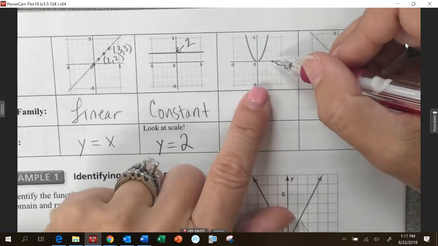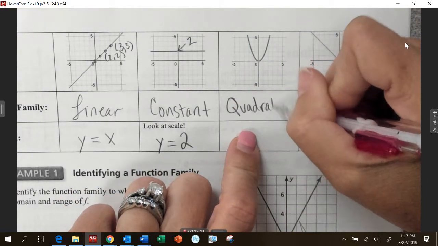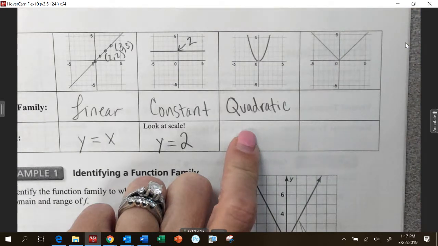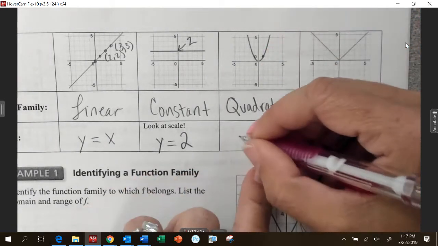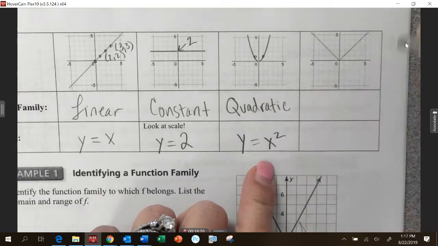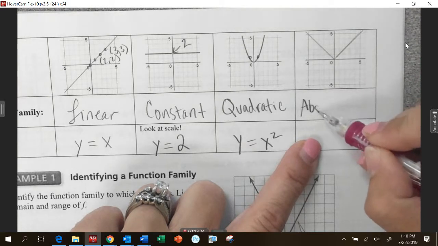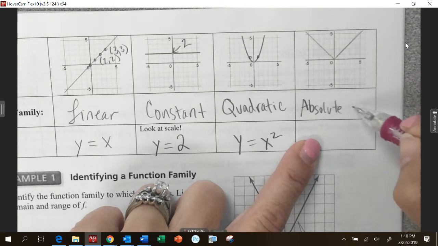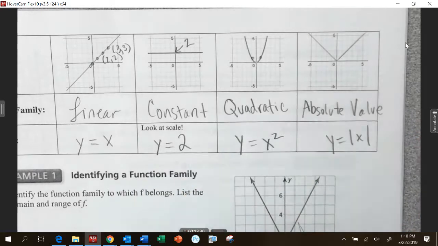All right, what family is this one? Quadratic. Quadratic is what it's called. Y equals x squared. Yep. Y equals x squared. And then the last one makes a V. Absolute value. Y equals absolute value of x. Yep.